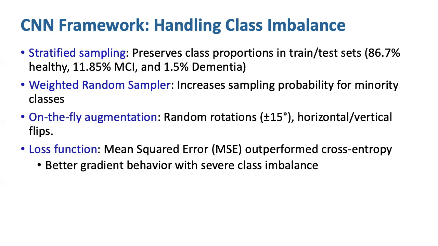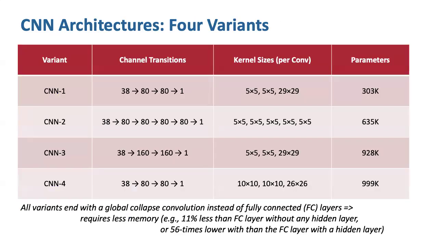Now, one important thing is that we use the MSE loss function because we also tried cross entropy, but MSE performs better, it seems, because of the severe class imbalance that we have. And we use four CNN variants, and each has different kernel sizes, different numbers of channels, and different numbers of convolution layers. CNN1 you can think of as a baseline. It has the lowest number of parameters, but CNN4 has the highest number of parameters.